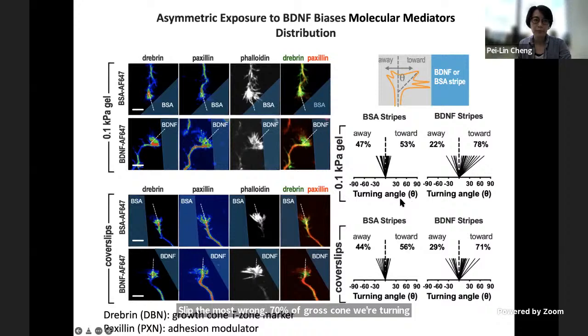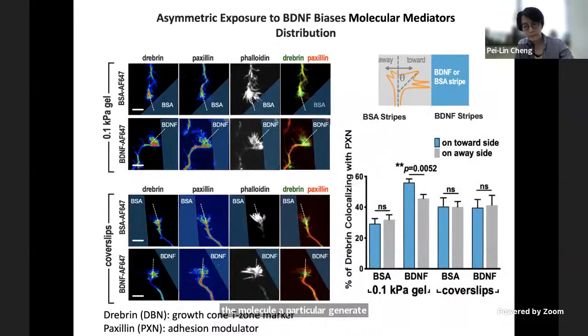So when we compare the protein distribution on the side of the growth cone facing the stripe versus away from the stripe, we can observe a preferential colocalization between the growth cone transition zone factor drebrin and the adhesion molecule Pillin facing the BDNF stripe on the soft substrate, suggesting that asymmetric exposure to BDNF on the soft environment is able to promote the formation of molecules that are able to generate force.